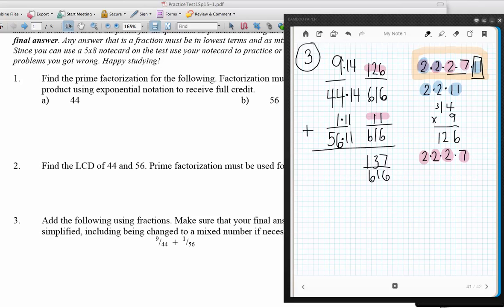If it's divisible by 7, we could try that, right? 7 goes into 13 just one time, and then it would have 6 left over, and then 67, nope, 7's not going to go into that. And then 11: if it's divisible by 11, 11 goes into 13 once with 2 left over, and it doesn't go into 27. So since none of those factors that are a part of 616 are factors here, I know that this is my final answer for my fraction. So my final answer is 137/616.